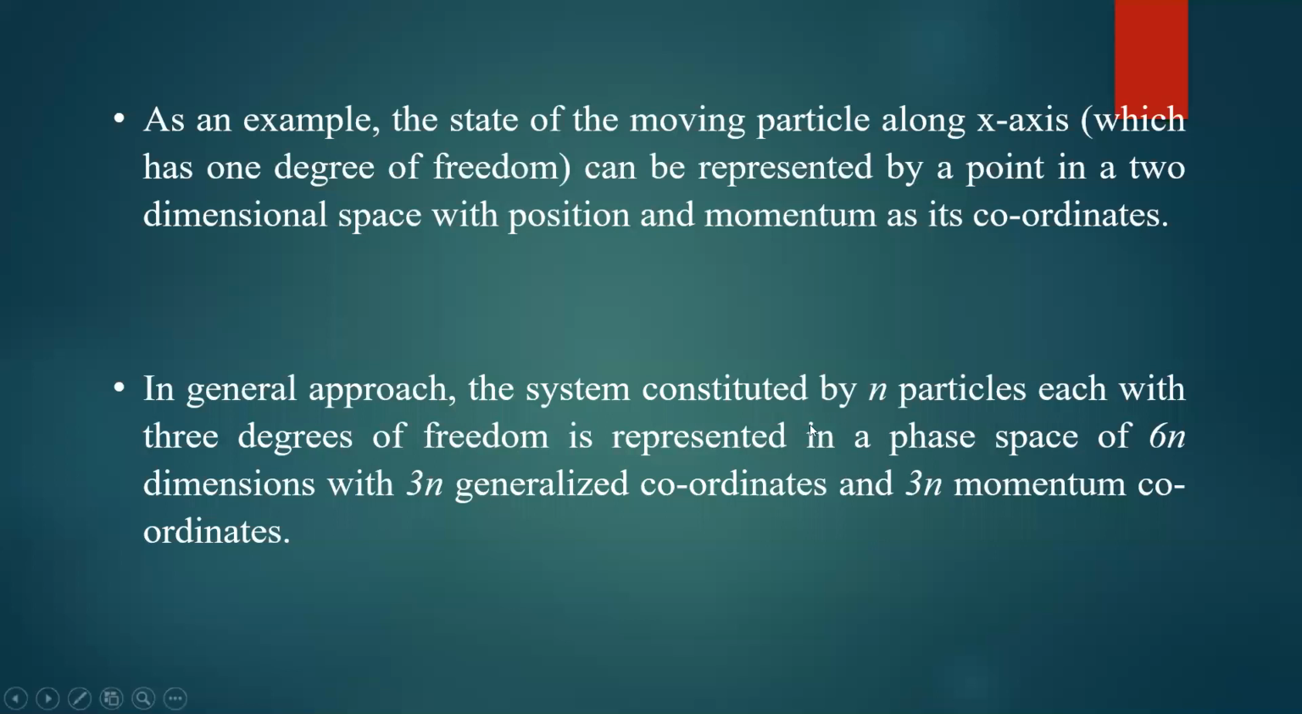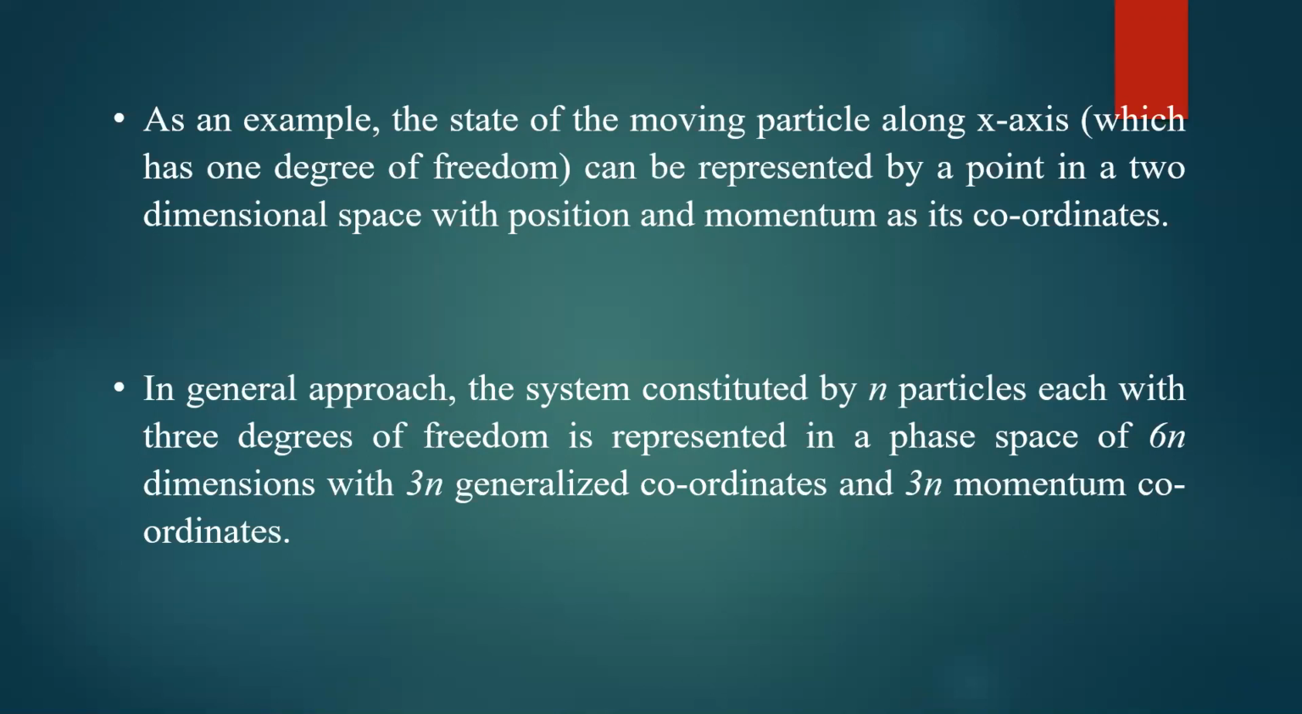In general, if a system is constituted by n number of particles, each with 3 degrees of freedom, what will be the dimension of the phase space? The total number of degrees of freedom will be 3 into n. So n number of particles and each particle has 3 degrees of freedom, so the total system has 3n degrees of freedom. So definitely you need a 6n dimensional space. The phase space corresponding to this system is going to be a 6n dimensional space.